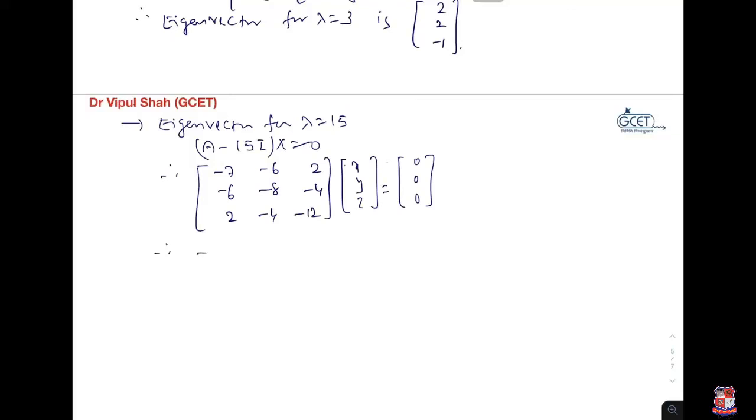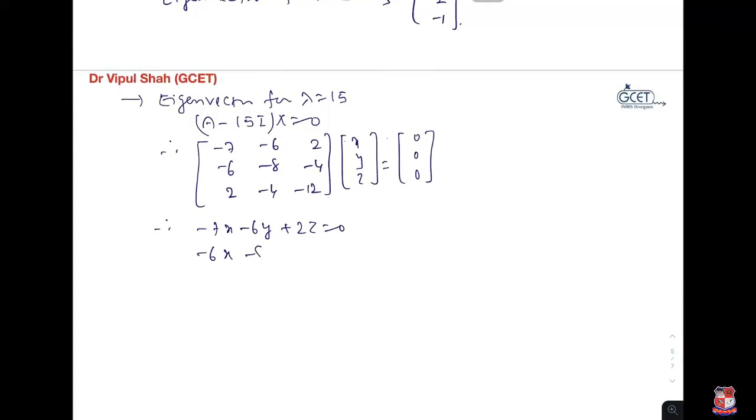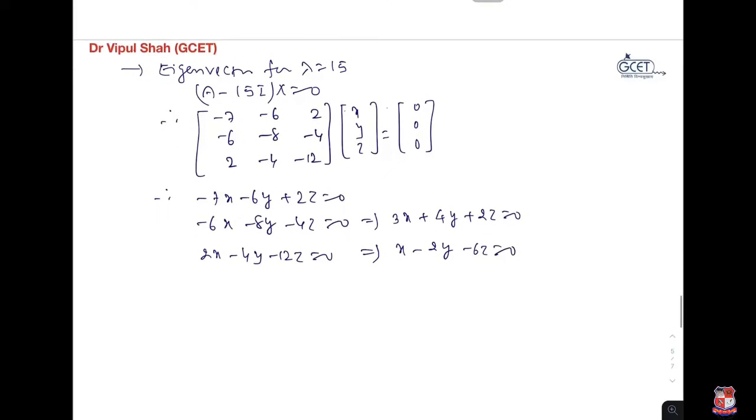Okay, and therefore minus 7x minus 6y plus 2z equal to 0, minus 6x minus 8y minus 4z equal to 0. Even you can write this as 3x plus 4y plus 2z equal to 0. Then 2x minus 4y minus 12z equal to 0. That can also be written as x minus 2y minus 6z equal to 0. You can select any two equations. Let us have these two equations.